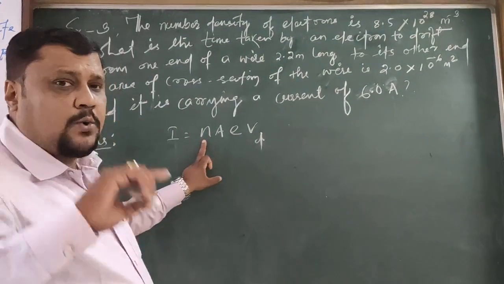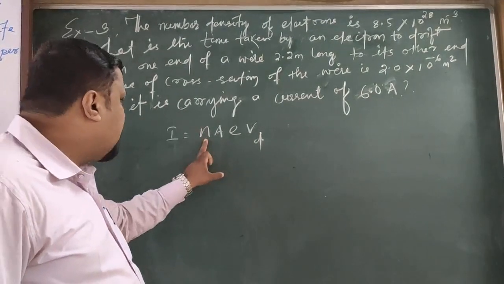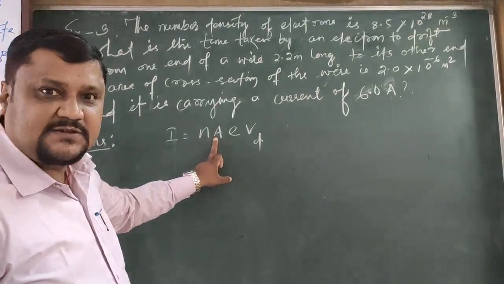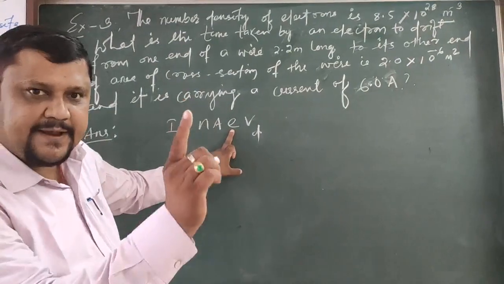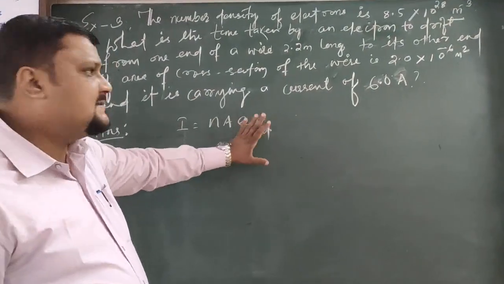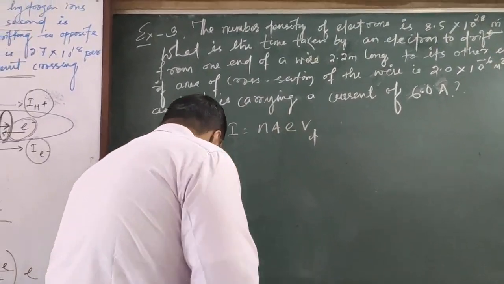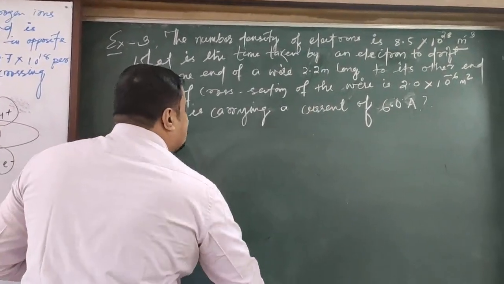It is not the total number of electrons, but the number of electrons per unit volume. A is the area of cross section of the conductor. e is the charge of the electron. The electrons are drifting, and Vd is the drift velocity. That is the formula. So on that basis, in your question, what is given?